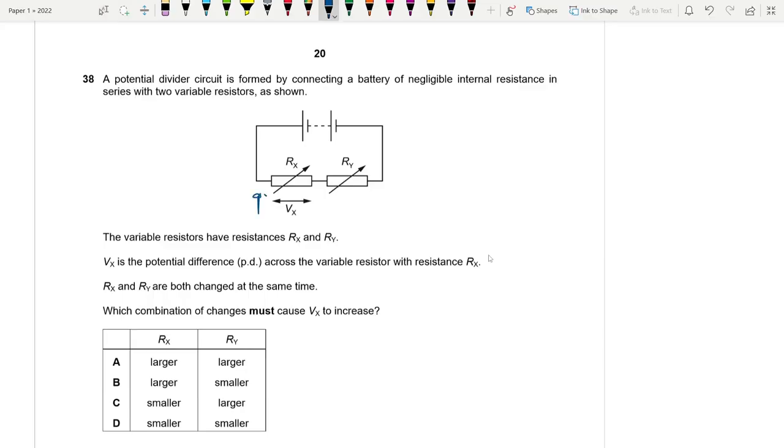Okay, so I want this to increase. Remember, according to potential divider, the one who has the greater resistance will get more voltage. So I want Rx to increase and Ry to decrease. Rx to increase, Ry to decrease. It must be this. 38 should be B, since I want Vx to increase.